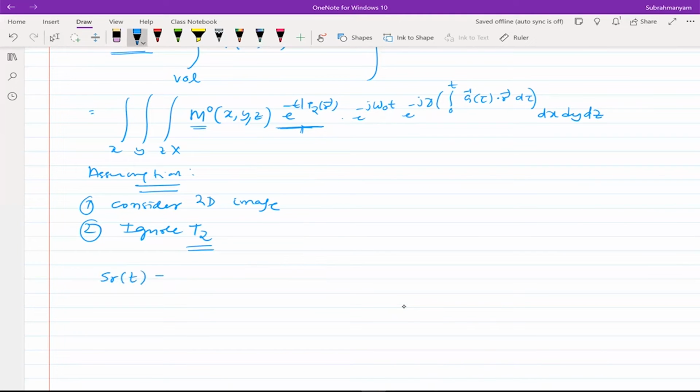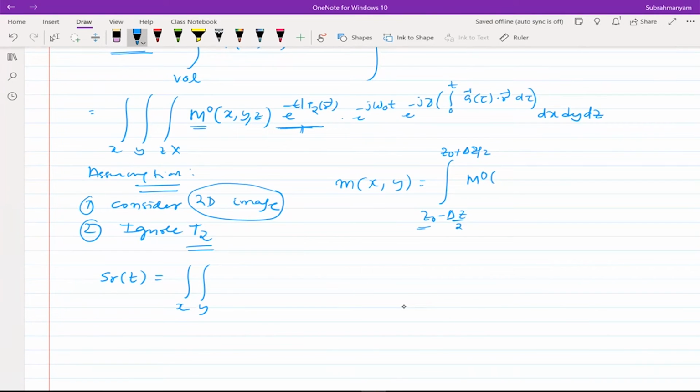So then look at what is the expression that you are having here. SR of t equal to, now integral over x, integral over y. Since I am taking only a 2D image, only the voxels from Z naught minus delta Z by 2 to Z naught plus delta Z by 2 are where you get the response. I will make this clear to you in the upcoming class. For the time being, you assume that by applying a gradient in the Z direction, for a given slice plus or minus delta Z by 2 is all you are going to get the value from. So m naught of x, y, z into dz, that's your m of xy.